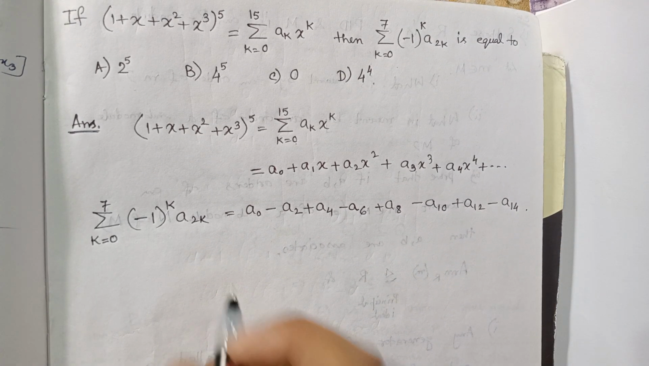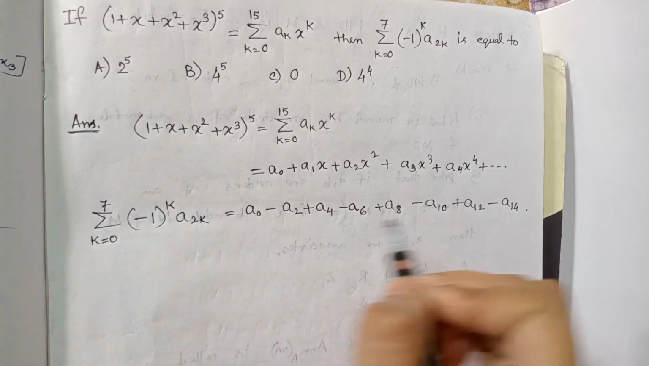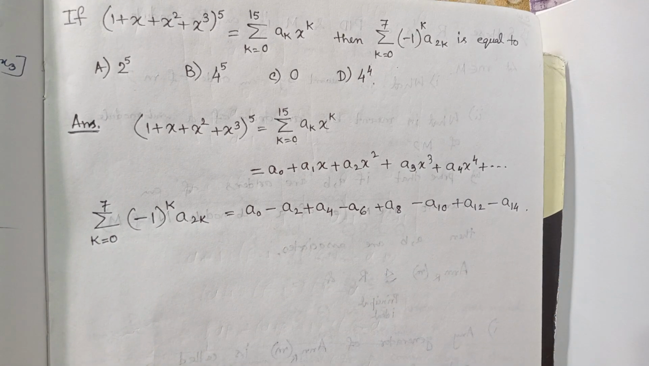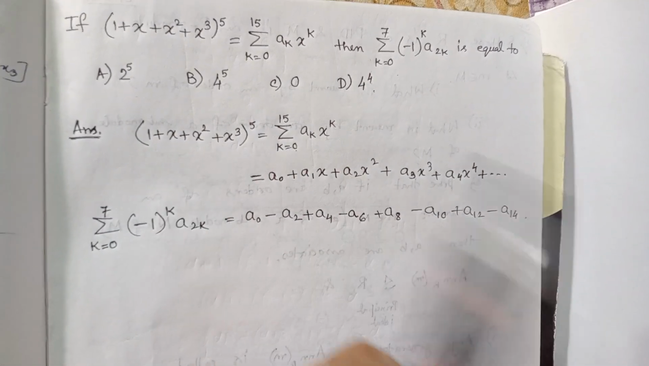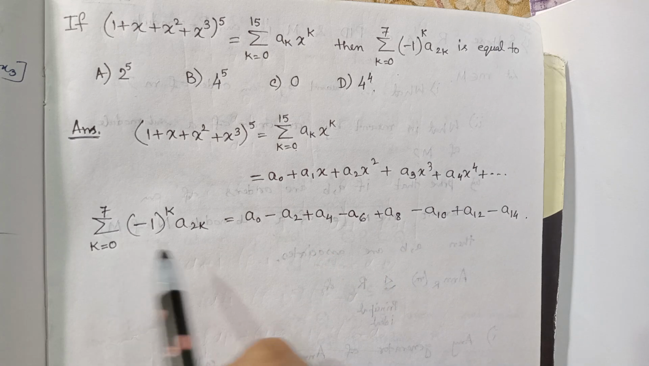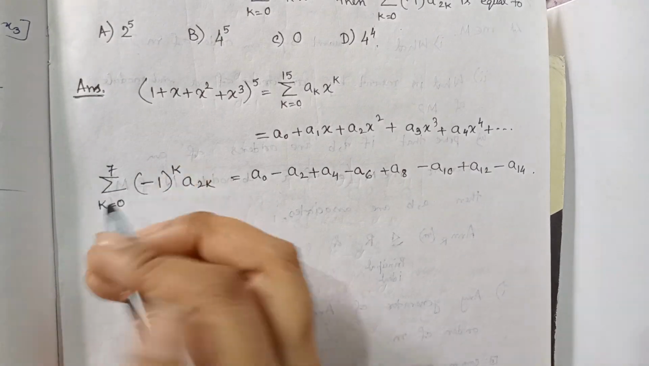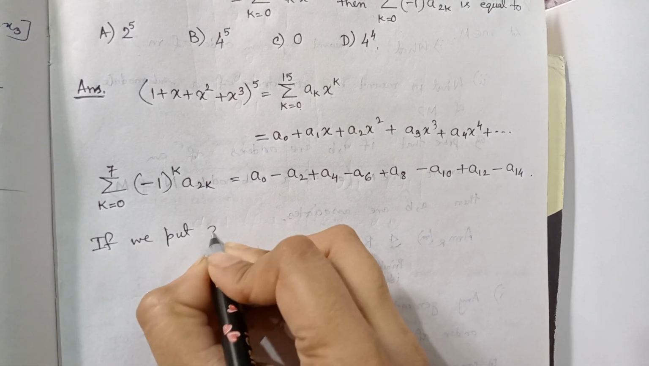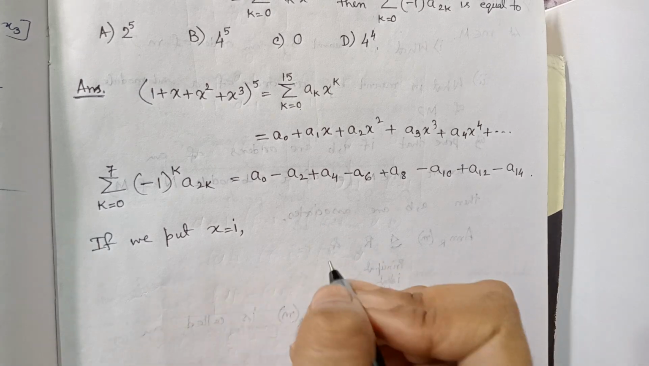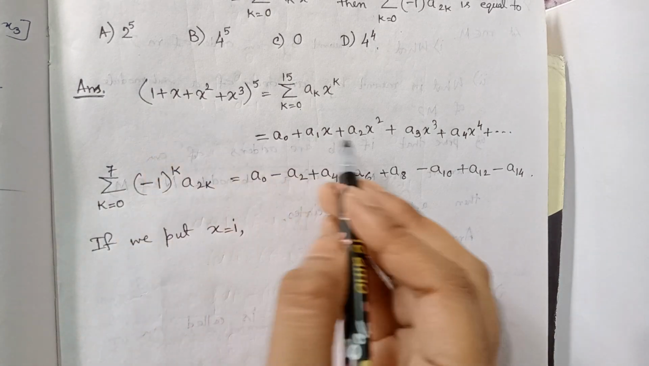Now just observe that in this expression there is no x. There is no x related term present in this expression. So now our aim is to substitute a suitable value of x in the given expression, so that the x will be omitted and we get this value. Now if we put x equal to i, then what happens, where we are putting the given series?